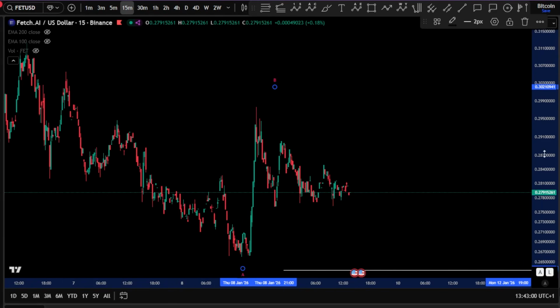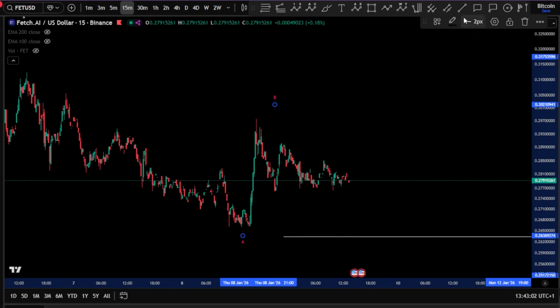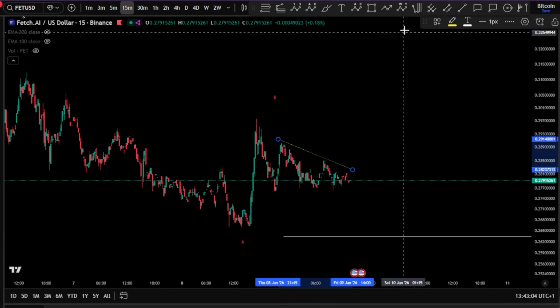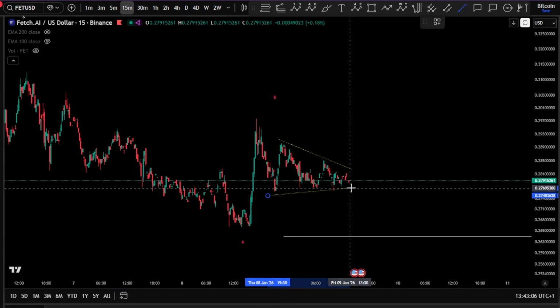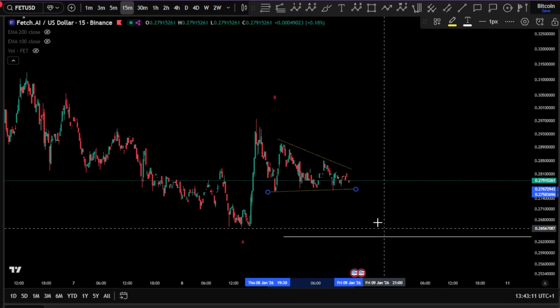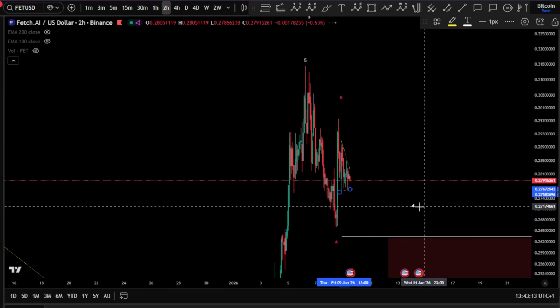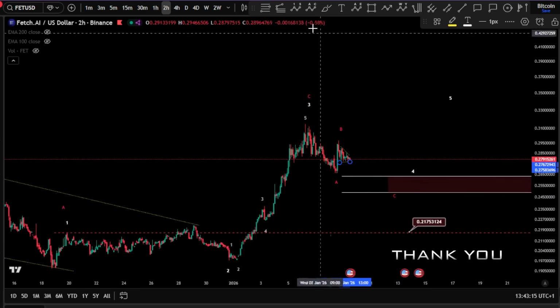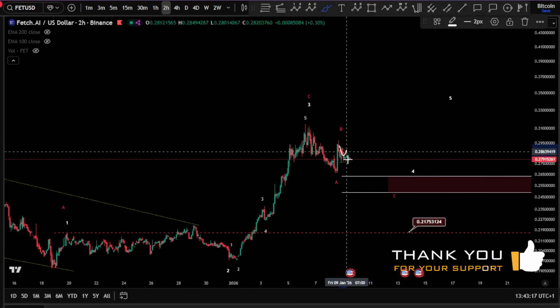This is 3 waves, and we're still looking at a triangle, the same as for Rndr. By the way, Rndr and FET have the most clear price action since the massive drop that we saw, of course, months ago. They were very clear, especially when they unfold triangles here.